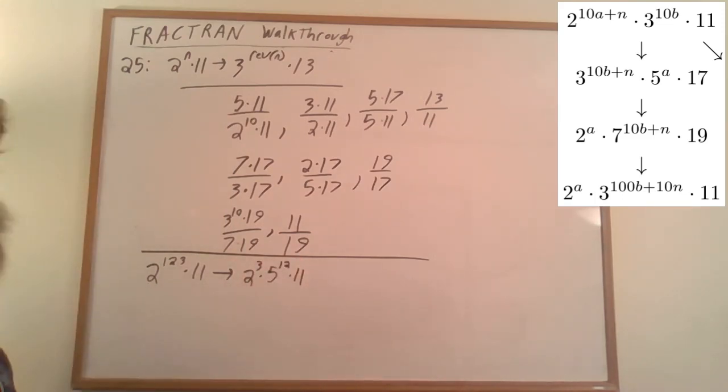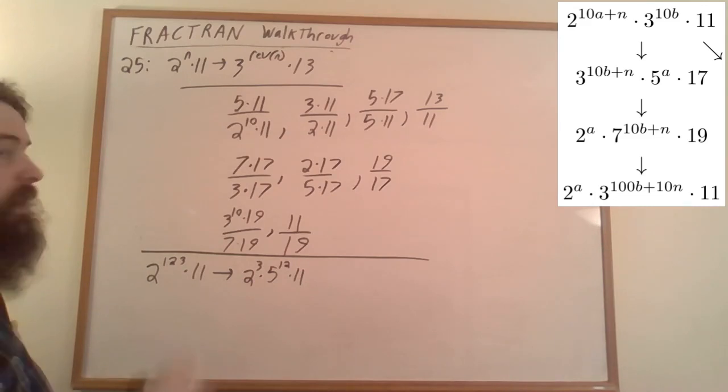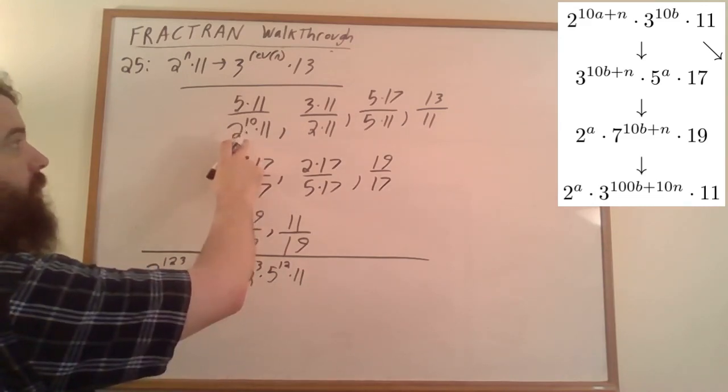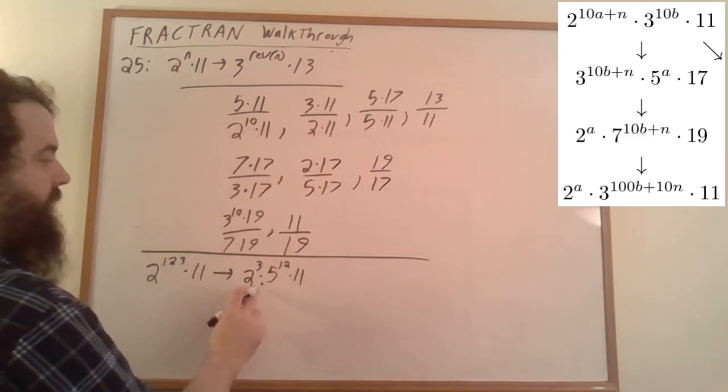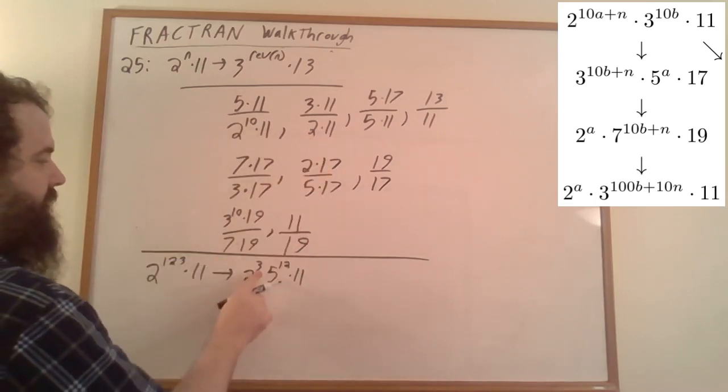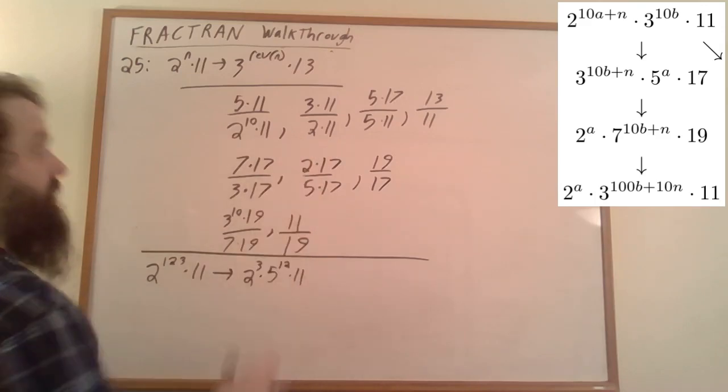So by repeatedly applying this fraction 12 times, we're going to wind up in 2 to the 3rd times 5 to the 12 times 11. Now, we can't apply this fraction anymore, so let's try this fraction. Well, we can apply this fraction 3 times to move this 3 from the 2's register into the 3's register.